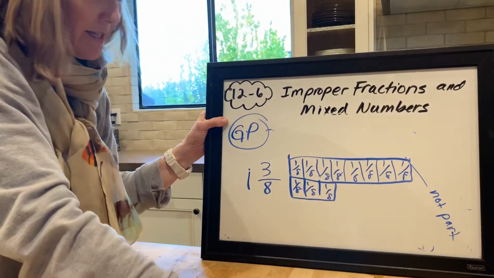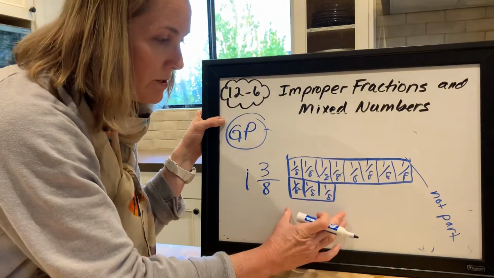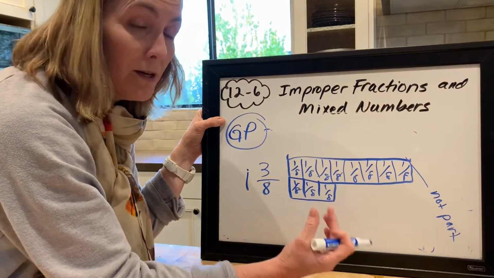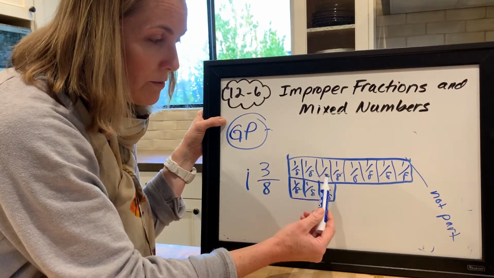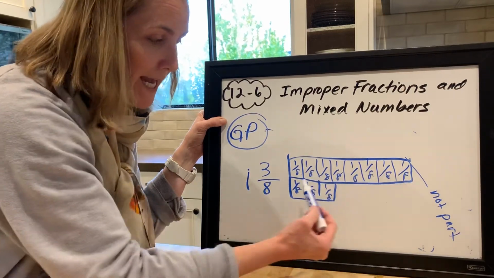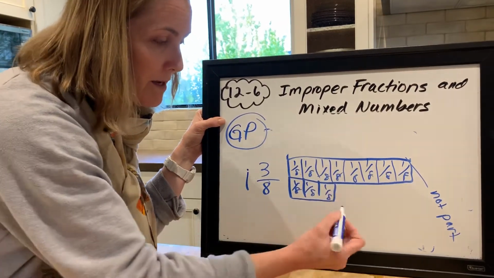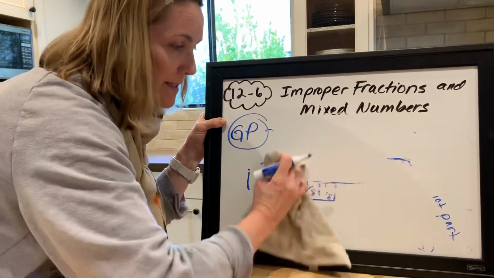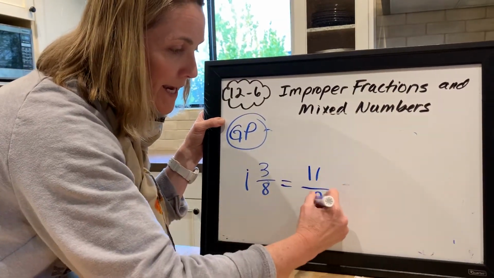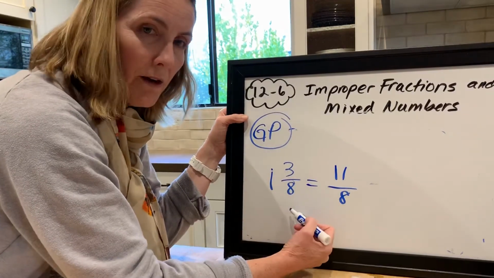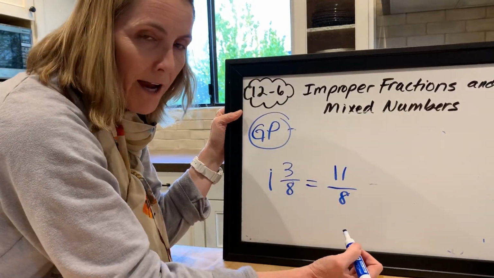So this is going to tell you to put it back into an improper fraction. So if you need the model, use it. Count up these pieces. 1, 2, 3, 4, 5, 6, 7, 8, 9, 10, 11. So really, in essence, you're dealing with 11/8. That's how you would convert a mixed number into an improper fraction.